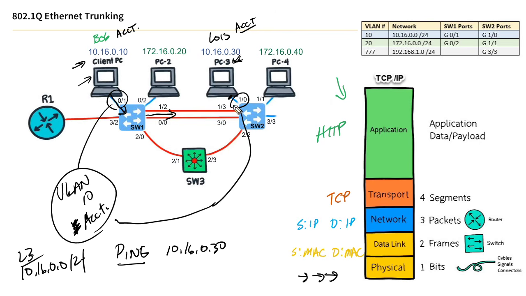So here's the trick. When that frame shows up at switch 2, this broadcast, switch 2 shouldn't forward that broadcast to any devices that are not in VLAN 10, which means it should forward it to Lois's PC on port 1/0, because it's in VLAN 10, but it should not forward it off of 1/1, which is in a different VLAN, VLAN 20. So there needs to be some mechanism between switch 1 and switch 2 that we can use to identify that, hey, this is a broadcast, but it's for this specific VLAN. And that mechanism is called a tag.